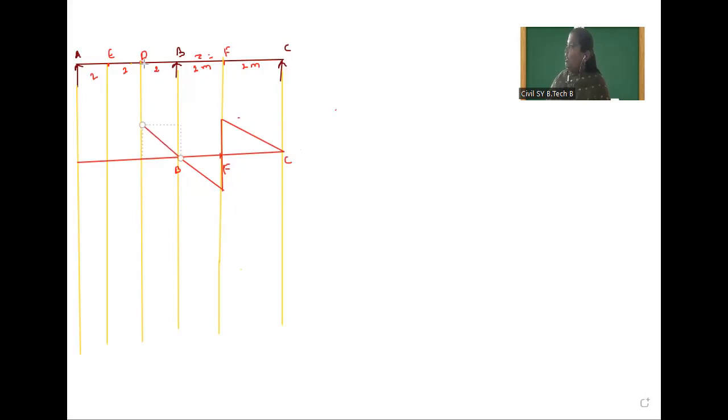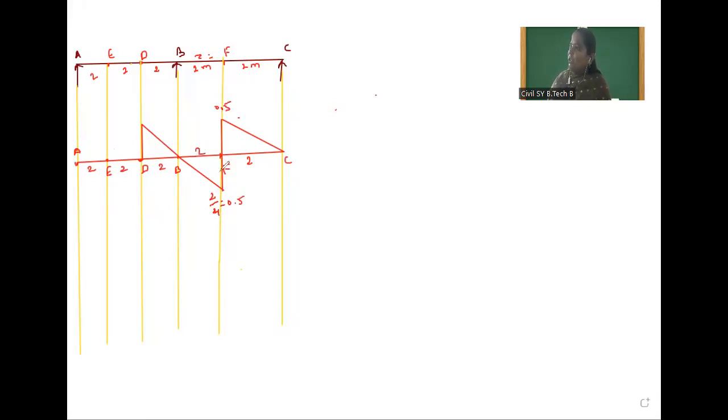But at D, a hinge support is provided, so at D the value will be 0, and the diagram will close here. So this is the D point, this is the E point, and this is the A point. This is 2 meter, 2 meter, 2 meter, 2 meter, and 2 meter. Here Z by L, that is 2 by 4, is equal to 0.5, and here also 0.5.